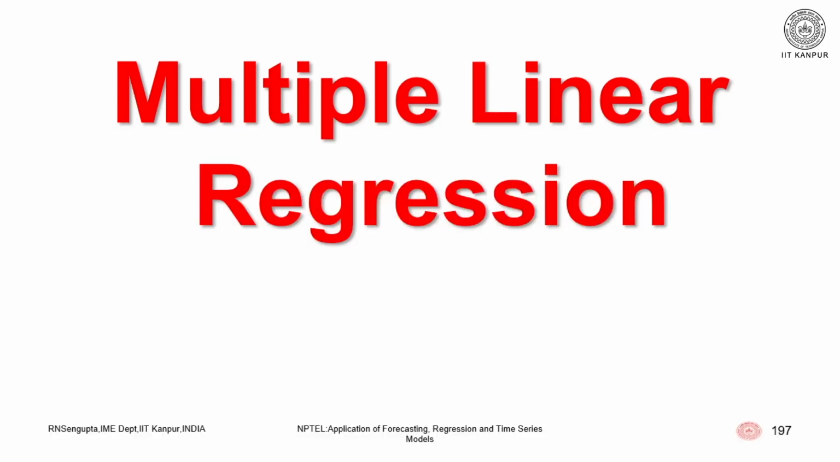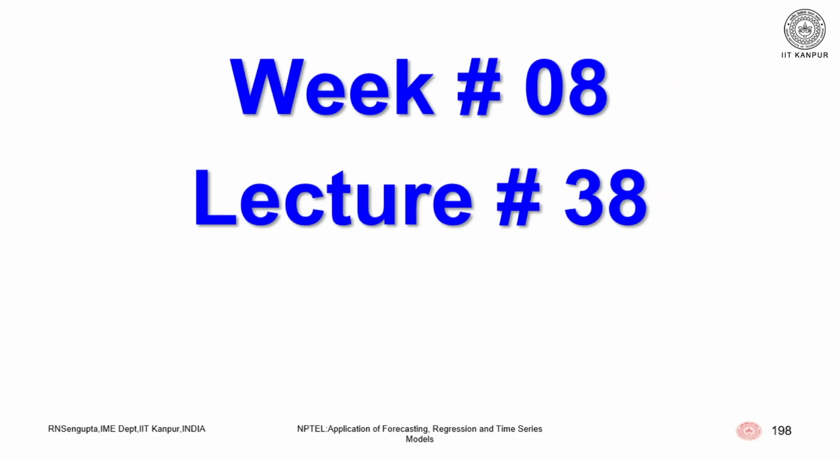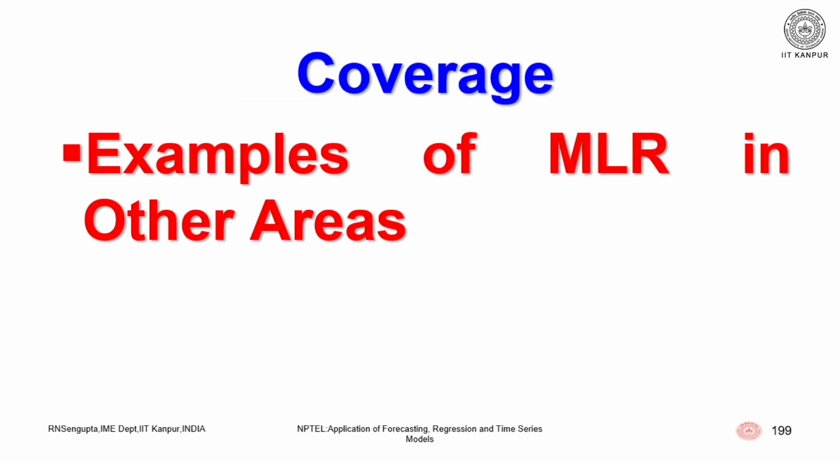The three main topics planned and covered under this course are: the first one is forecasting, the second one is regression, and the third one is time series, and we are in the middle of regression models and their concepts. This is week number 8, lecture number 38. Now, what is the coverage in this lecture? We will consider examples of MLR in other areas.